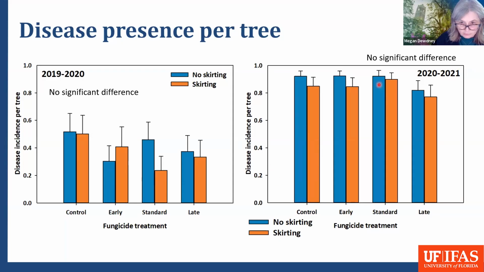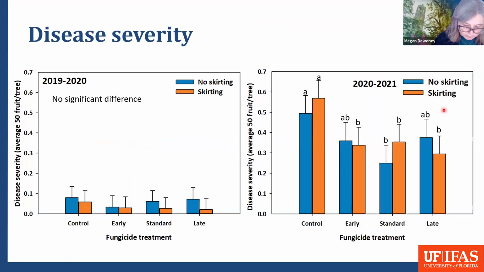Then in 2020-2021, you could see that almost every tree was showing symptoms, which was a little shocking, going from about 50% to almost all the trees. Here you can see a more consistent effect of the skirting treatment, but it's not large enough to be significantly better than the no skirting treatment. None of our fungicides were stopping the presence or absence of disease on the individual trees per se, which isn't too surprising, because you'd only need one fruit with symptoms for disease to be present.